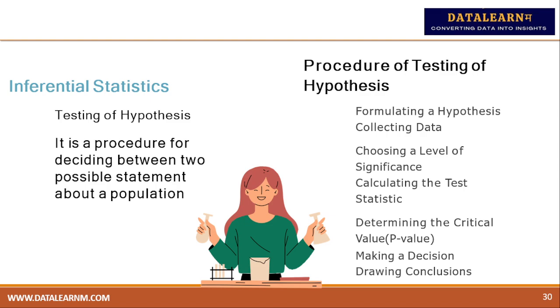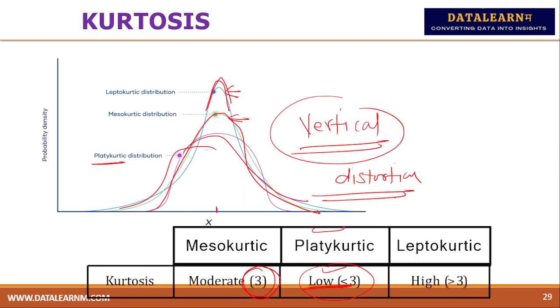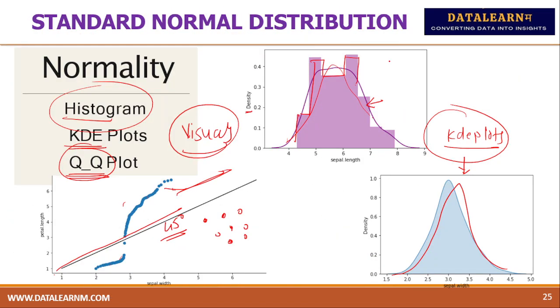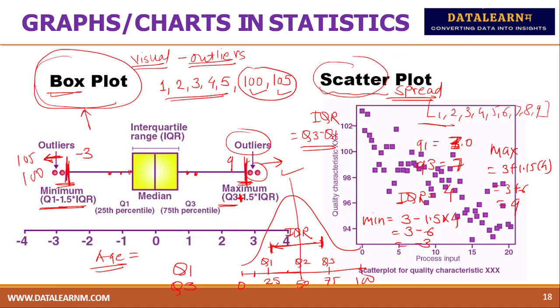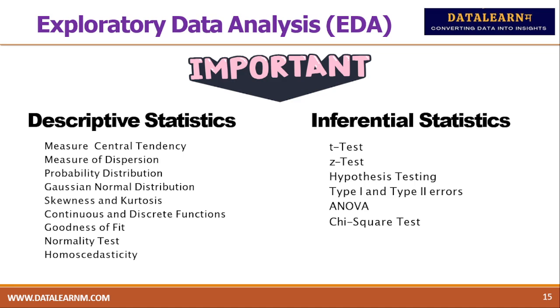So till this point, what was there? Descriptive statistics, right? You can observe. Sir, will we use these terms like mesokurtic, platykurtic further? No, not like that. We will not define whether it's mesokurtic or platykurtic or leptokurtic. Okay. Simply, we will say data is having kurtosis.